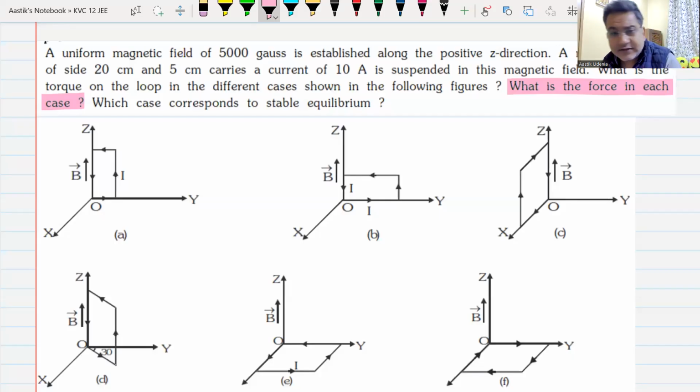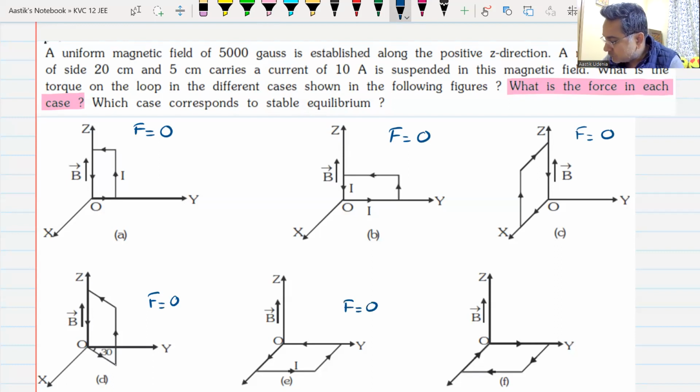Okay, let us go ahead and solve. In all the 6 cases, a current carrying loop is placed in a uniform magnetic field. So in all these cases, the force acting on the loop is 0. Do we understand this? Yes or no? I'm not getting any voices. Do we understand this? Sir. F is equal to 0.